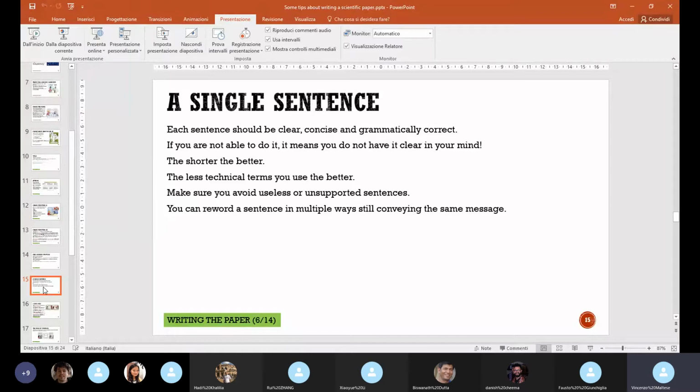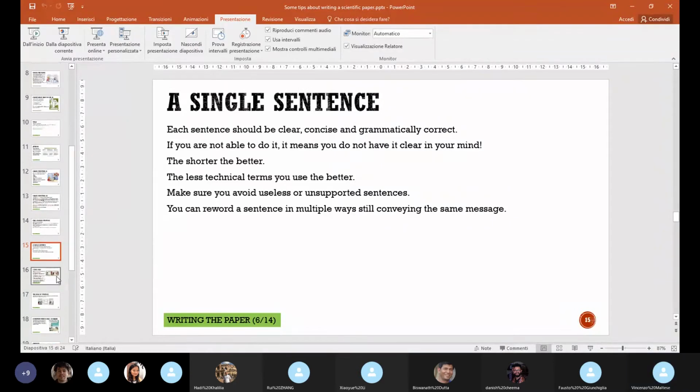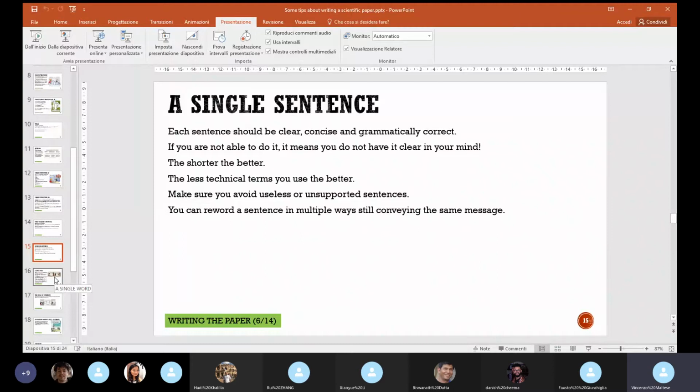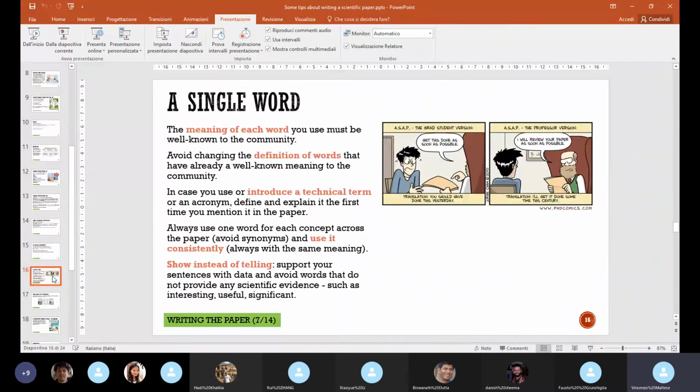And as I said, you may think about rewriting your sentence in many ways until you believe that the sentence is clear enough, conveys the message, and is functional to the paper. And then it's not the end, because then you have to pay attention to every single word in your paper. In every community, some words may have a specific meaning which is well understood by the community. So you have to be sure you know the basic vocabulary of your community.